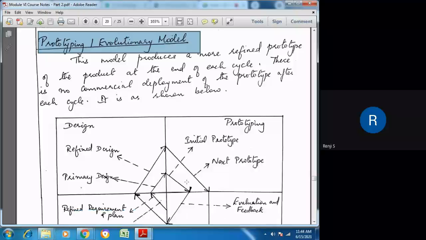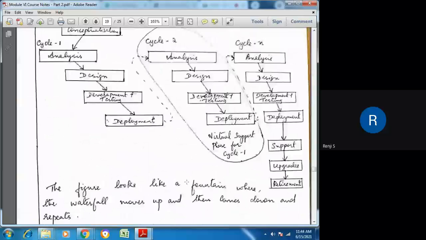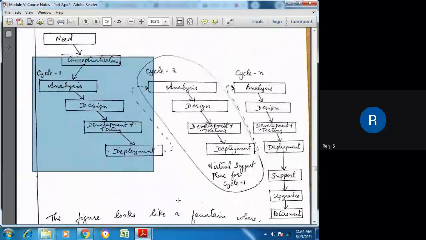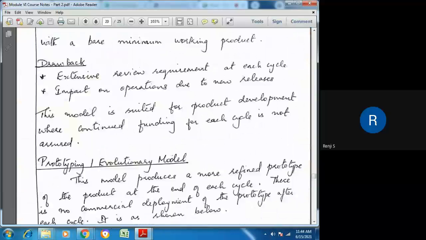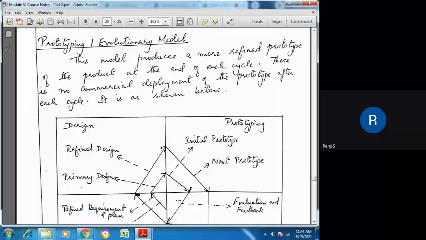In this model, it produces a prototype of the product, but it is not delivered to the end user after each cycle. Earlier we said that after cycle 1, a product is delivered to the end user. But in this prototype model, only a prototype is built, but it is not a fully functional product. This prototype can be tested to see if the particular functionality is satisfied, but it is not delivered as an end product to the customer. So there is the difference.